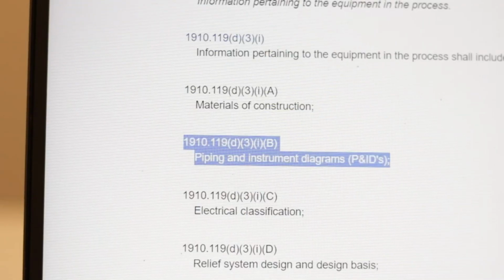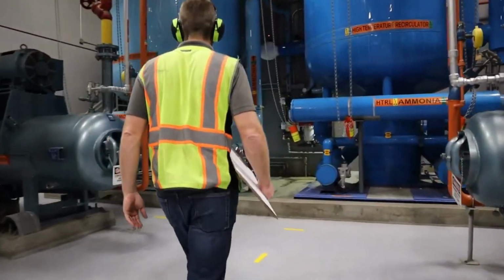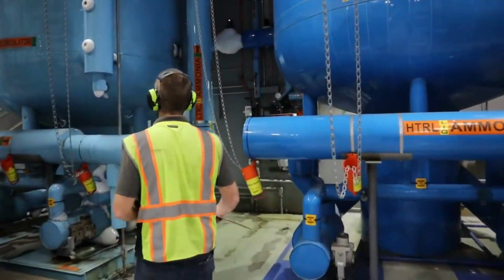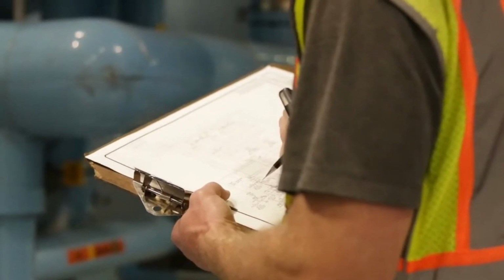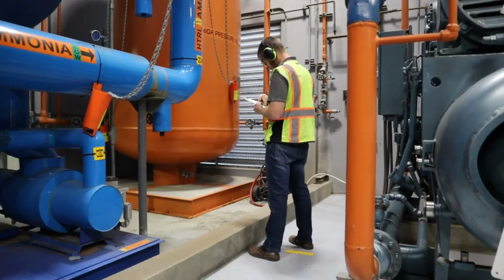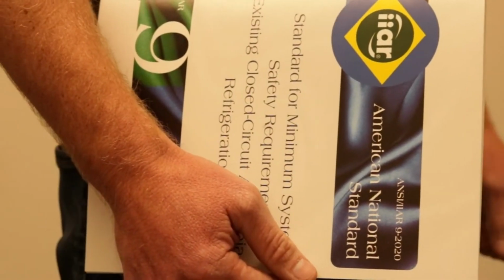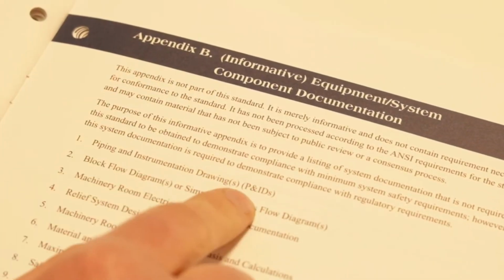Specifically, when developing and organizing process safety information, a facility must ensure that the information pertaining to the equipment in the process includes P&IDs. Additionally, P&IDs are an essential tool for any operator who seeks to fully understand their system. These drawings are particularly important for ammonia refrigeration systems, and IIAR standards encourage P&IDs to be developed as part of the system documentation in the non-mandatory Appendix B of IIAR Standard 9.